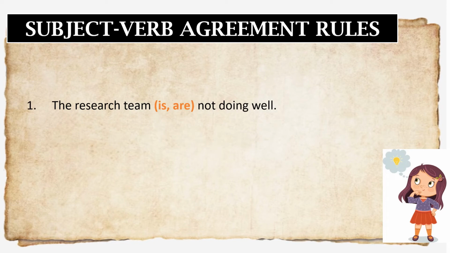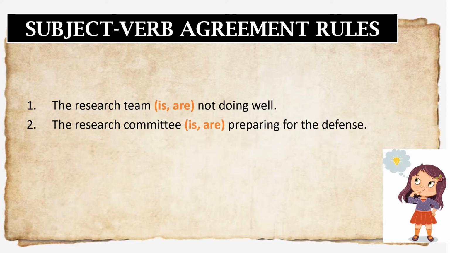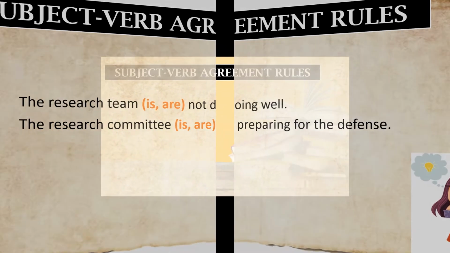Let us have the exercises. The research team are not doing well. Research team, is it singular or plural? It is singular, therefore we need to have the singular verb is. Second exercise: The research committee are preparing for the defense. Research committee again is singular, therefore we need to use the singular verb is.